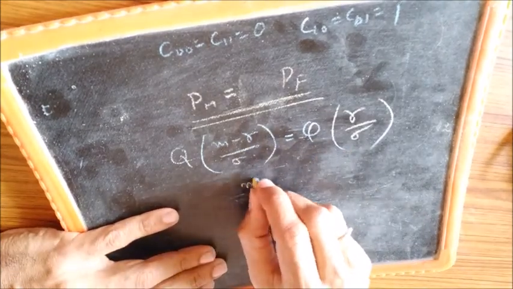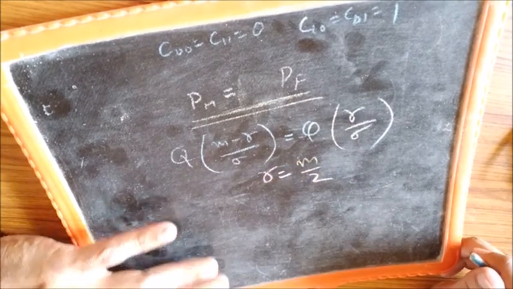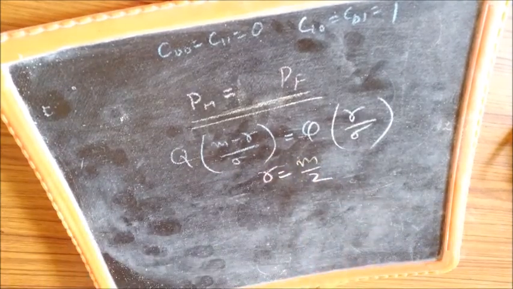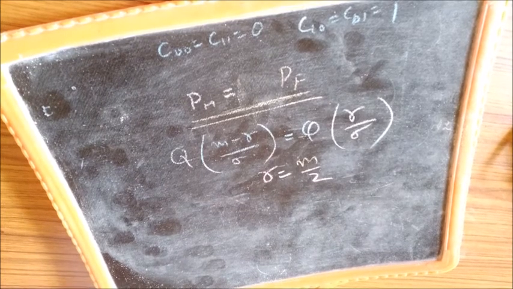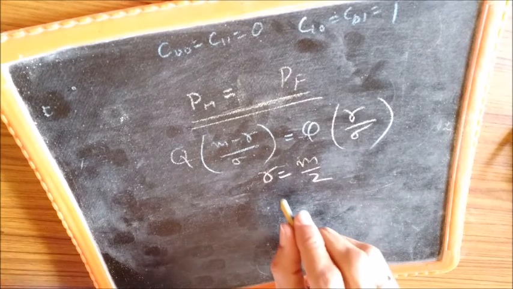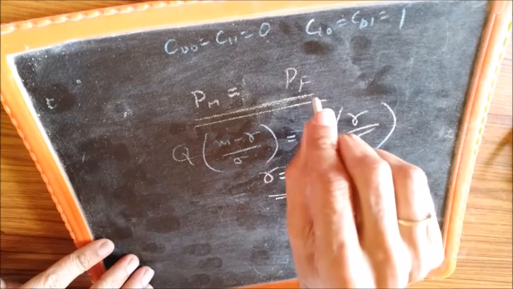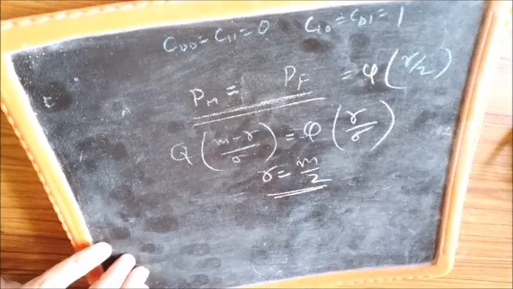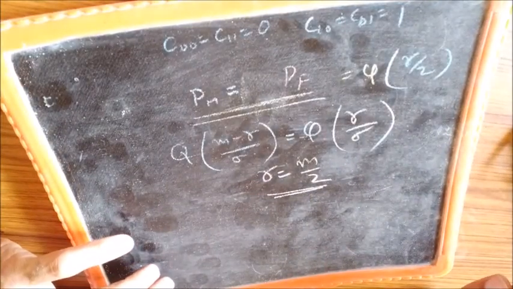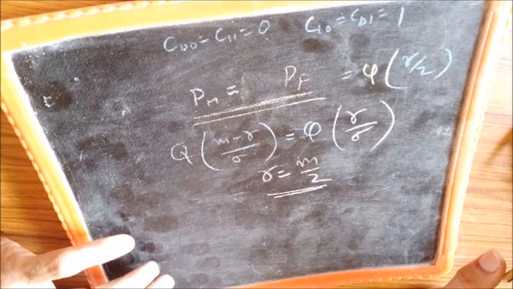So this will be equal clearly when gamma, the threshold, is equal to m by 2, which by simple observation you can say. When gamma is equal to m by 2, you can see that Q of (m by 2) by sigma is equal to Q of (m by 2) by sigma. So this is the threshold gamma which you have to set. And when you set this as the threshold, you have Pm is equal to Pf is equal to Q of gamma by sigma, with gamma equal to m by 2.